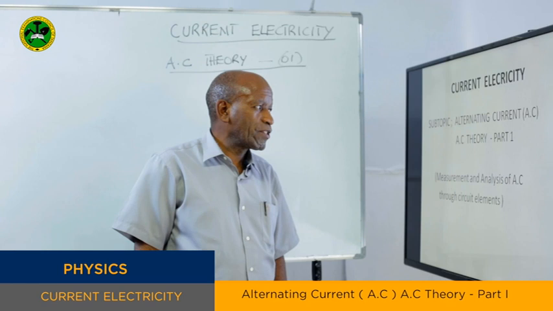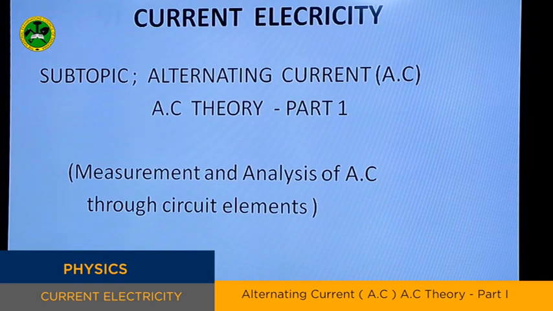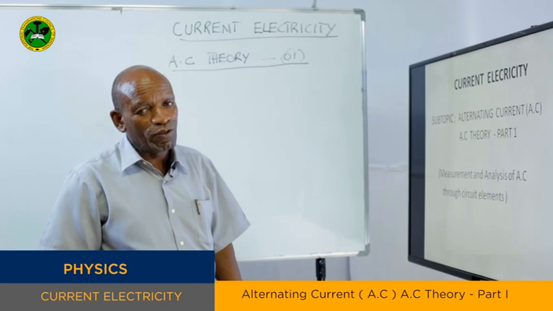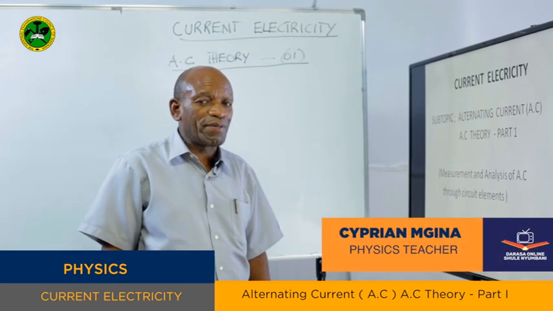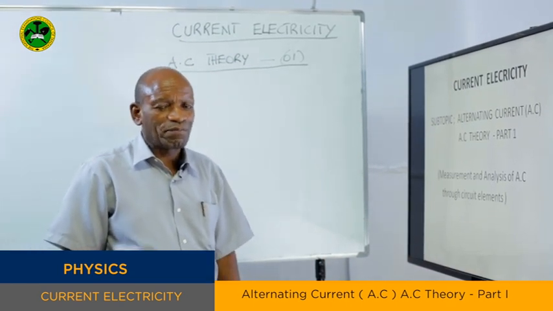Today we are going to look at the topic of current electricity, the subtopic of alternating current, the AC theory. This is the first part, where we look at the measurements and the analysis of AC through circuit elements. We shall be looking basically at three circuit elements: a resistor, a capacitor, and an inductor.